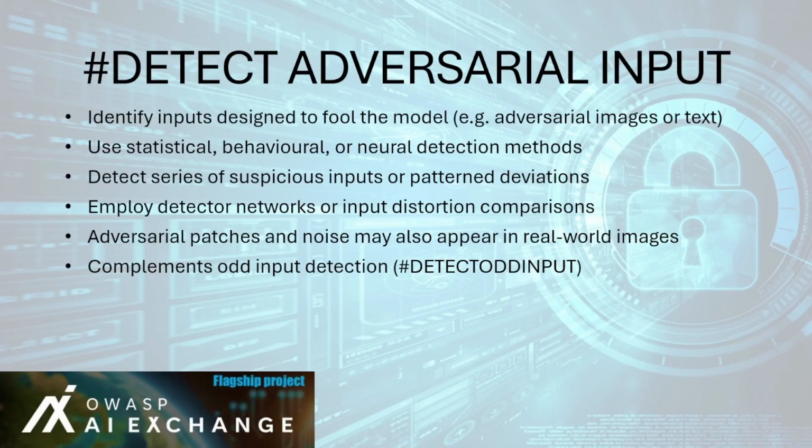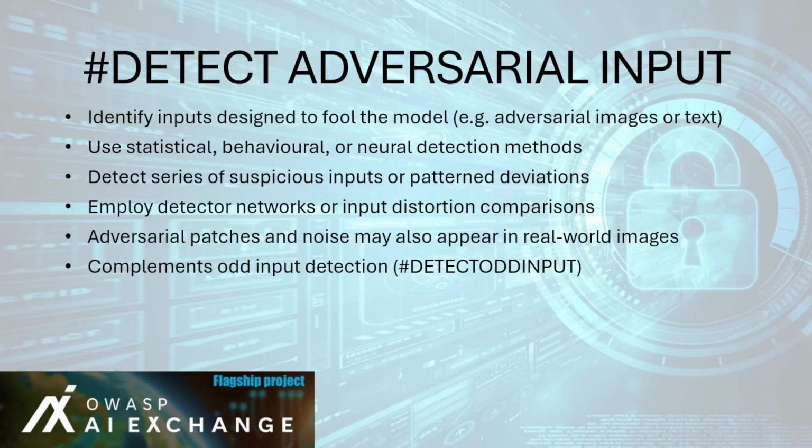#DETECT ADVERSARIAL INPUT focuses on recognizing when attackers deliberately modify inputs to mislead or manipulate an AI model. These crafted inputs are called adversarial examples, and even small changes, often invisible to humans, can make a model behave incorrectly. Detecting adversarial inputs preserves model integrity by identifying subtle attacks that exploit how models interpret data. While odd input detection flags unknown data, adversarial detection looks for specific attack patterns. Key detection approaches are as follows.